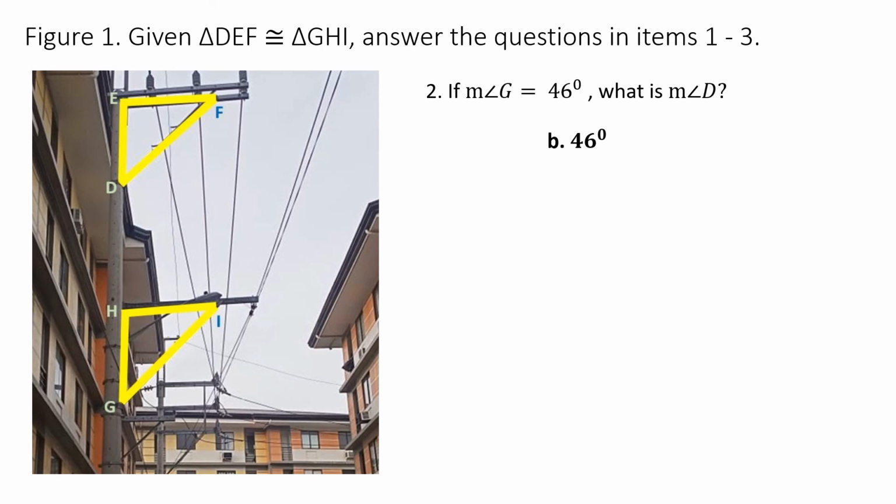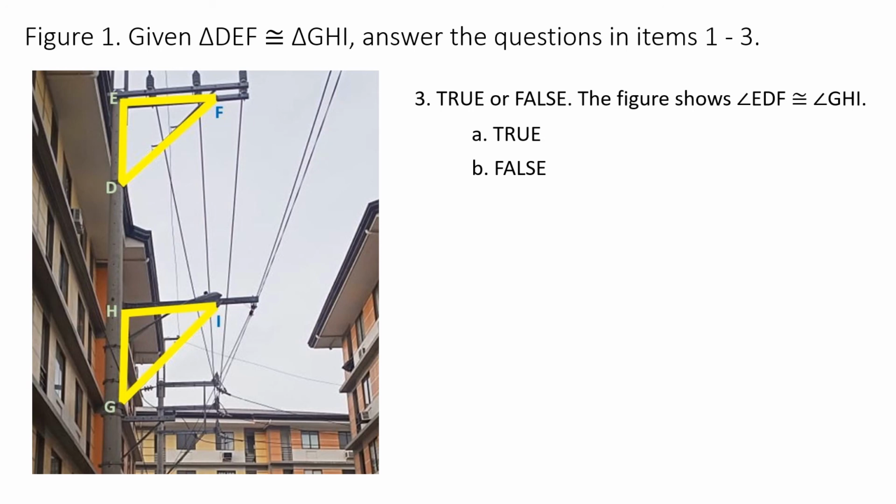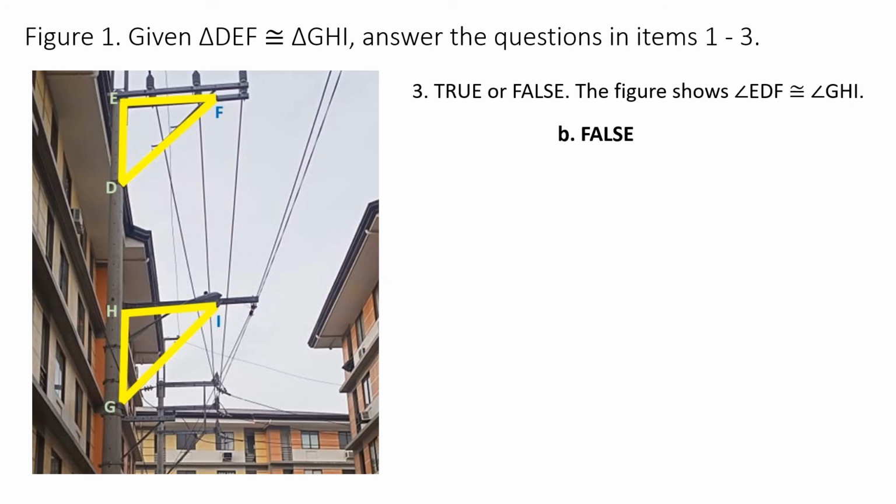For number 3, true or false? The figure shows angle EDF congruent to angle GHI. Letter A, true, or letter B, false? Your 5 seconds starts now. Okay, time is up. What is your answer? Okay, very good. The answer is letter B, false, because angle EDF is not congruent to angle GHI. They are not corresponding angles.